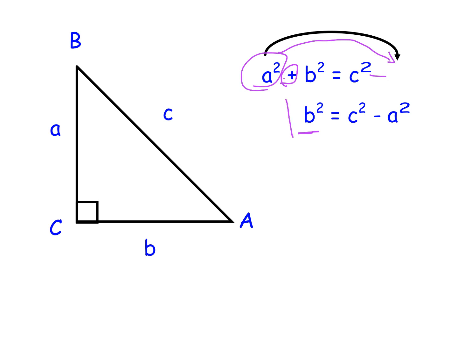And so our formula when we're looking for one of the other sides of our right angle triangle is B squared equals C squared minus A squared. Or if we're looking for A, we would do A squared equals C squared minus B squared. So a good way to look at it is you subtract the squares of the other sides when you're looking for a short side. You add the squares of the other sides when you're looking for the longest side, the hypotenuse.